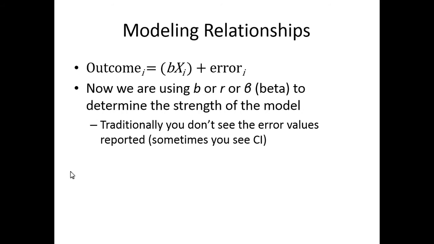So we're going to do BX plus error. One of these implicitly has to be X and one of them has to be Y, although we could switch them right now and it wouldn't matter. So it's going to be B as in the regression slope, R, which we traditionally think about as correlation coefficient, or beta, which is the standardized regression slope to determine model strength. Error is implied. And you'll see why here in a minute.